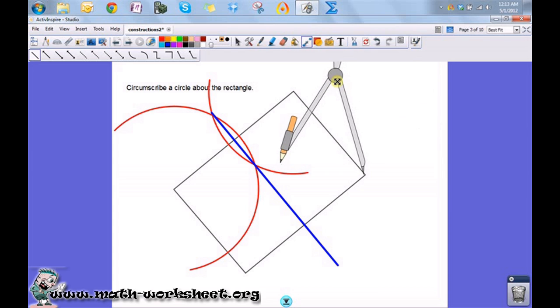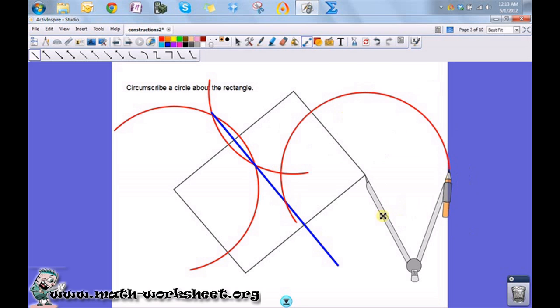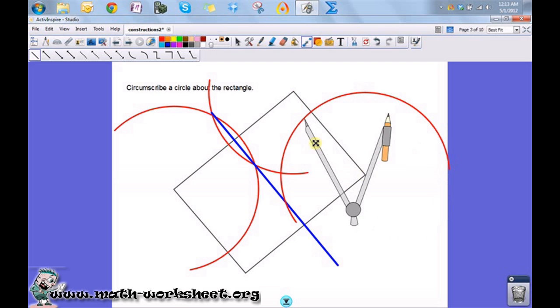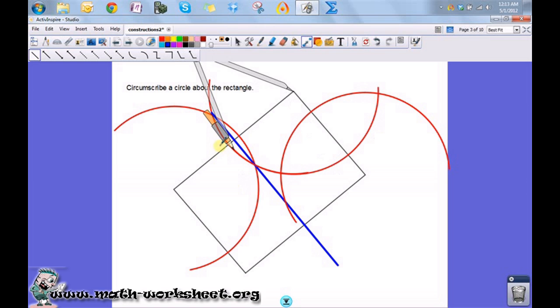I just want to make my arc. Sorry, I'm having trouble getting it on the point there. I just want to draw this arc so that it goes around this angle, and I want to do the same thing at this end point or angle of the rectangle, whatever you want to call it. And I want to make sure these two arcs intersect twice, and they will the way I've drawn it.